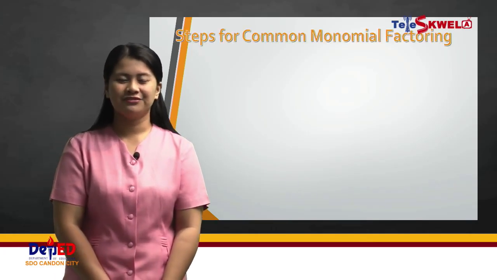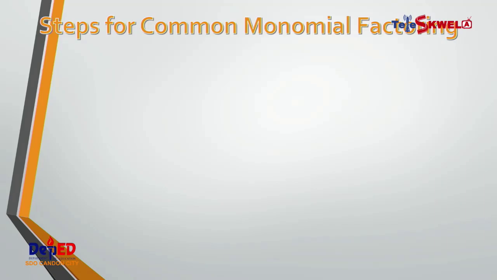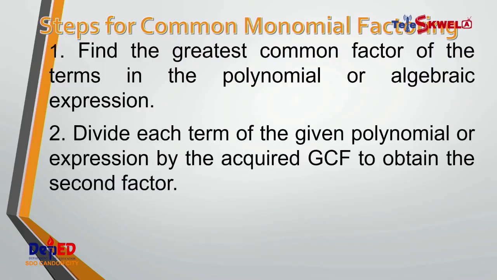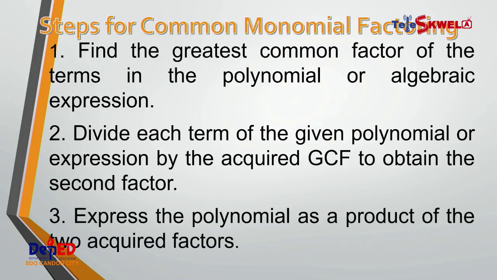Now that you already know what GCF is and how to identify it, let us now discuss the steps for common monomial factoring. Number 1. Find the greatest common factor of the terms in the polynomial or algebraic expression. This determines the first factor, which is the GCF. Second, divide each term of the given polynomial or expression by the acquired GCF to obtain the second factor. And third, express the polynomial as a product of the two acquired factors.